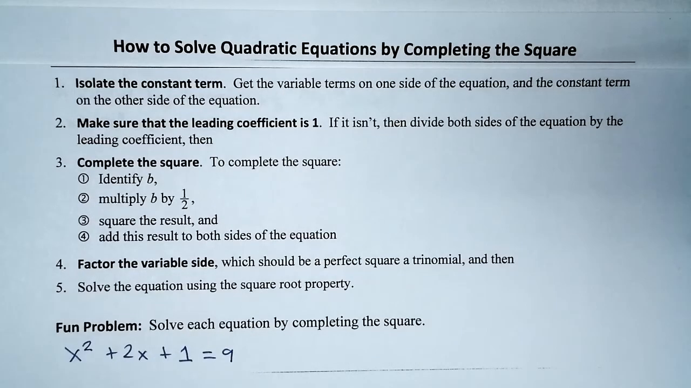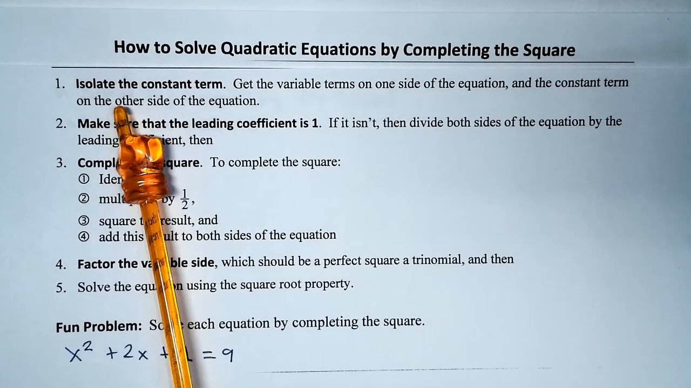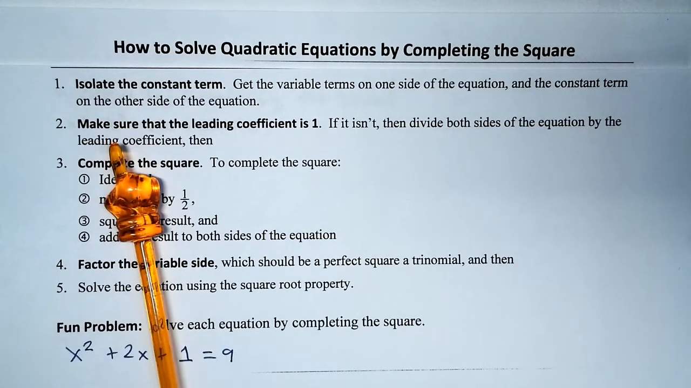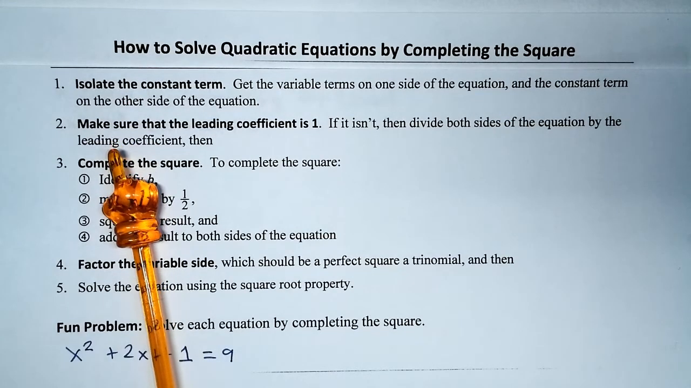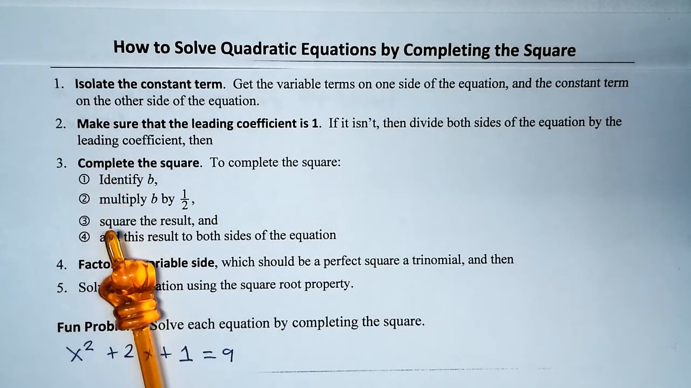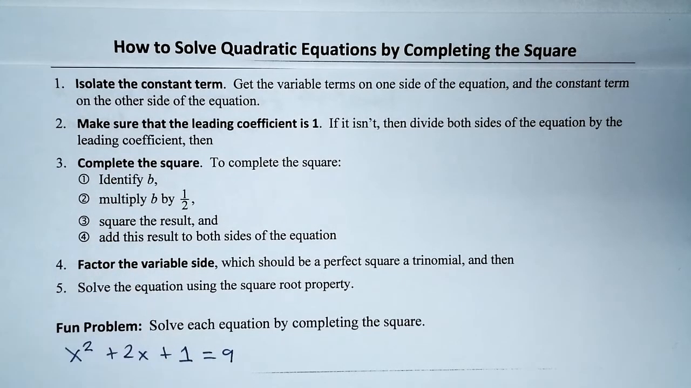Hi guys, today we're going to be solving quadratic equations by completing the square. When we solve a quadratic equation by completing the square, we have two prerequisite steps. The first one, we have to isolate the constant term, and the second, we have to make sure that the leading coefficient is 1. Once those two things have been met, then we can work our magic to complete the square, which is a 4-step process. So let's go ahead and do this.